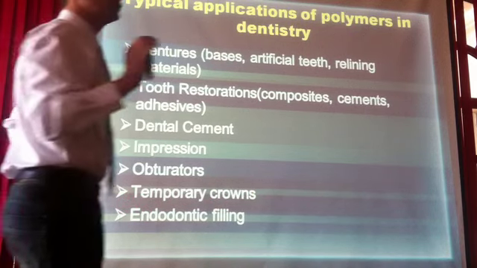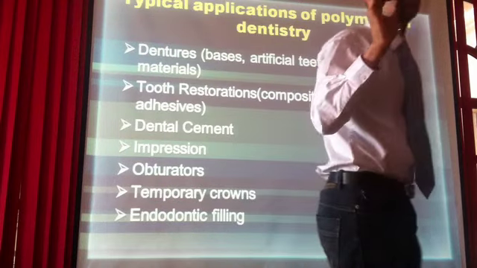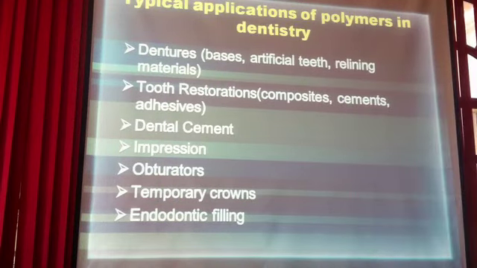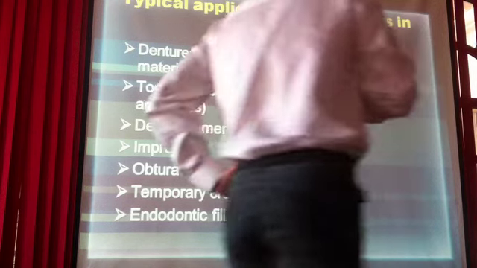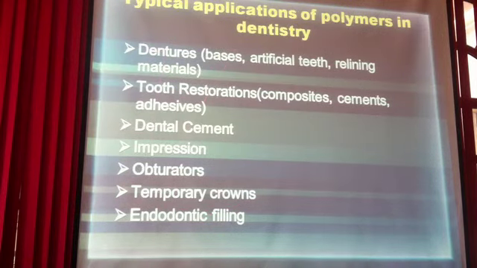No. Okay. Obturator, some people have a cleft lip and palate. The child has a cleft. Sometimes it happens as a combination, lip and palate. Most of the time the obturator is needed when it's happening in the palate. It's going to seal the palate so the child can close the cavity. Okay? This is obturator. Temporary crown, endodontic filling. Any of these not clear?